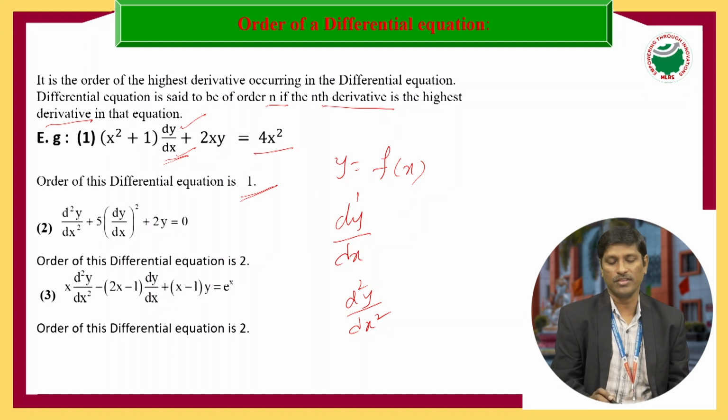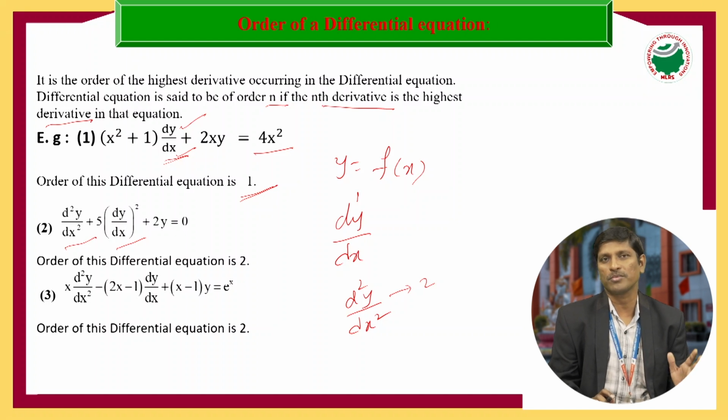Next, come to the second example. d square y by dx square plus 5 times dy by dx whole square plus 2y is equal to 0. In this equation, which one is the highest derivative? d square y by dx square. Of course, here dy by dx whole square appears, but dy by dx represents the first derivative, while d square y by dx square means the derivative is applied 2 times. So first order, second order: which is higher? Second order. Here dy by dx is only first order, and d square y by dx square is second order.